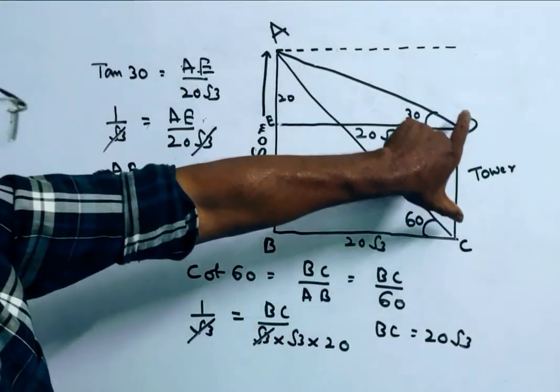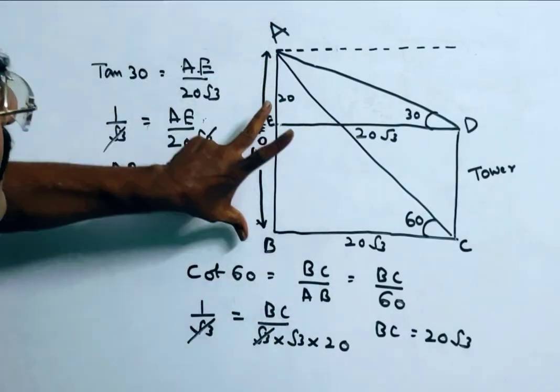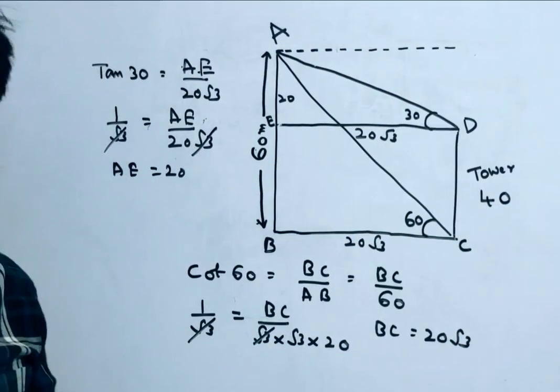Now, the height of the tower is equal to AB minus AE, 60 minus 20. 40 meters is the height of the tower, friends.